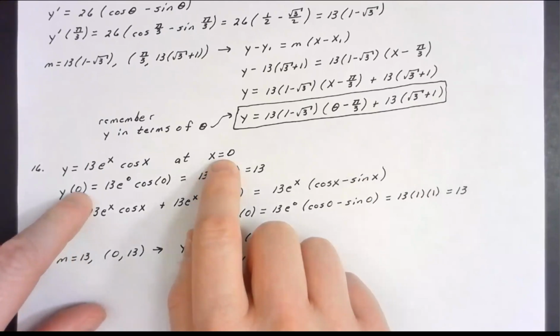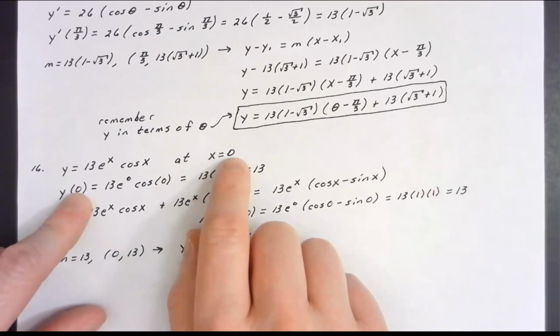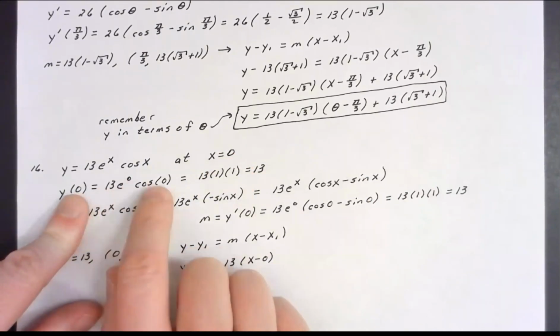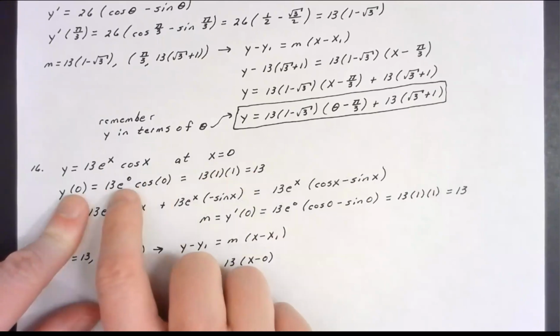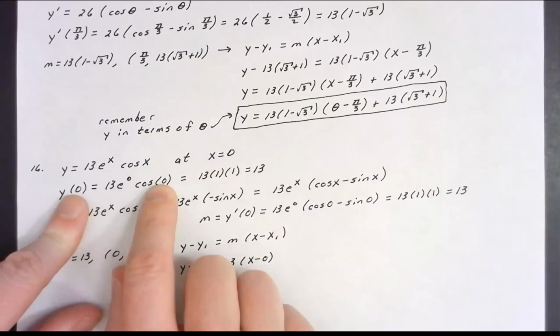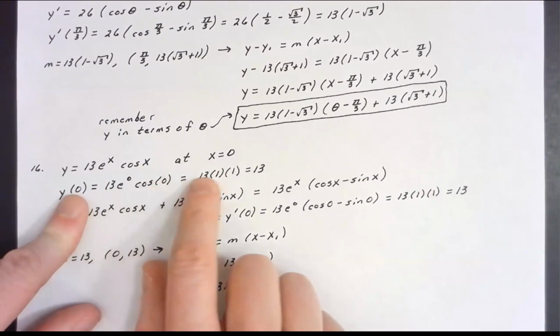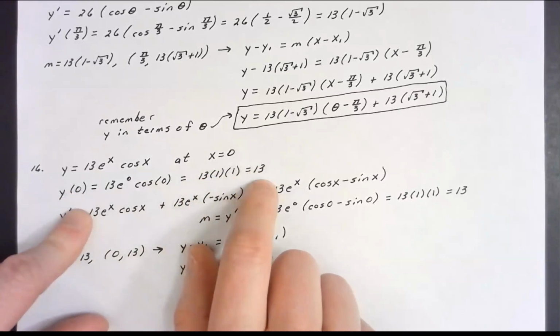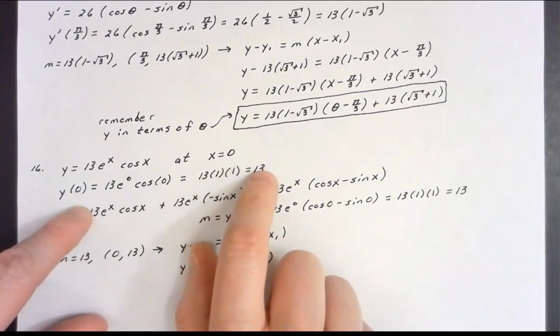We know the point is going to have the y value when you plug 0 into the equation. That gives me 13 e to the 0 cosine of 0. We know any number to the 0 power is 1. We also know the cosine of 0 is 1. So y evaluated at 0 is just 13 times 1 times 1. I get 13. So now I have my point, the ordered pair (0, 13).